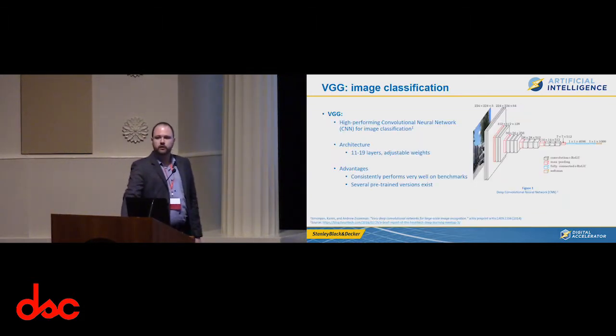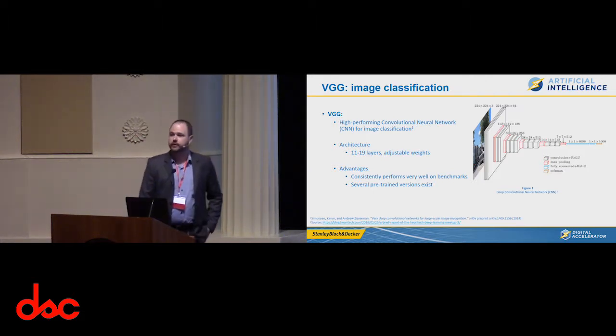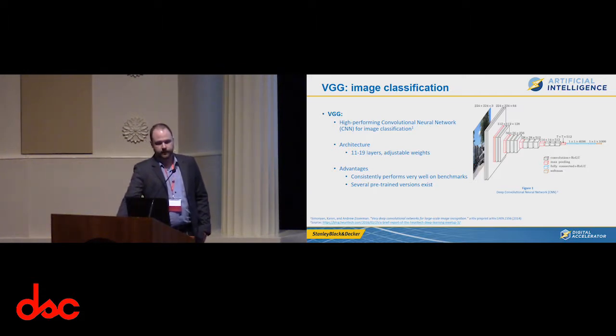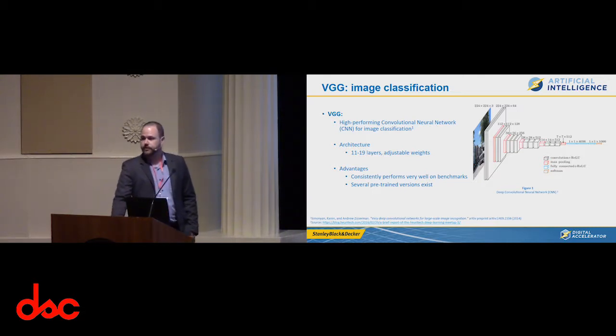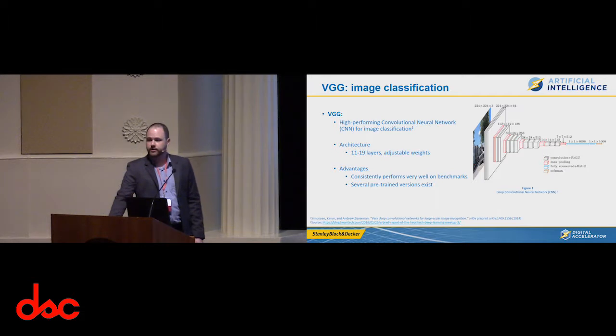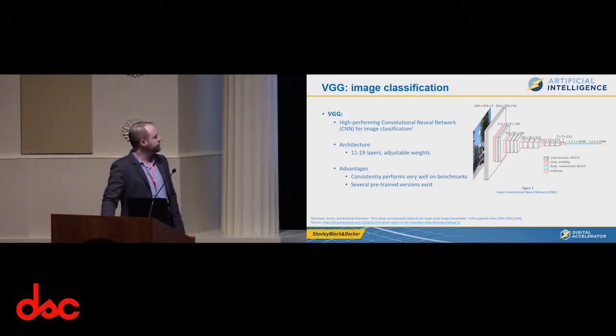So let's jump over to the world of image classification for a second and talk about the VGG network. This is a high-performing convolutional neural network that is very commonly used for image classification. One of the advantages is it consistently performs very well on benchmarks, and we have several pre-trained versions of this network available. So we can download the structure of the network, which is between 11 and 19 layers, and download a set of weights that have been trained on thousands or hundreds of thousands or millions of images, and immediately have a system which we can use to do some pretty good image recognition right out of the box with very little effort.